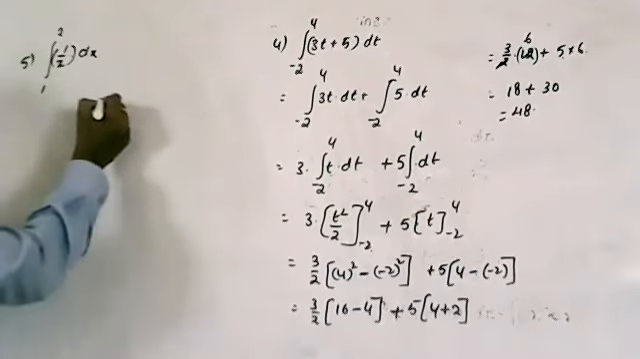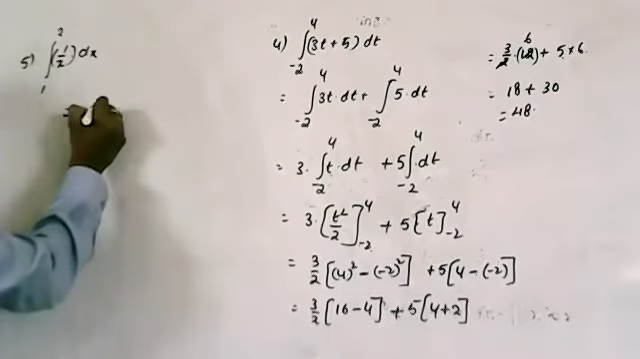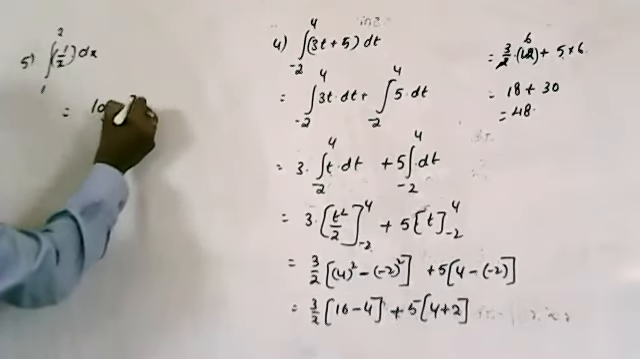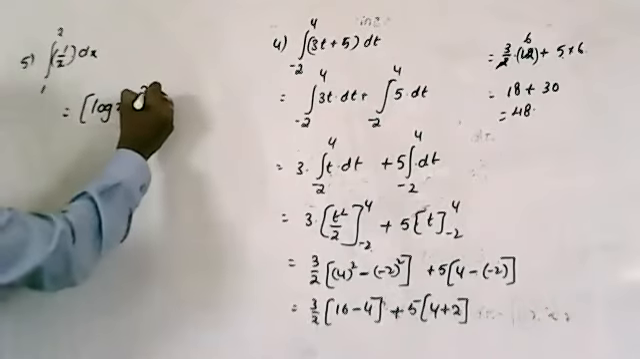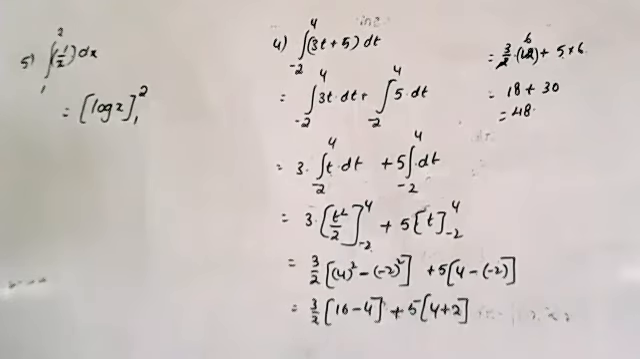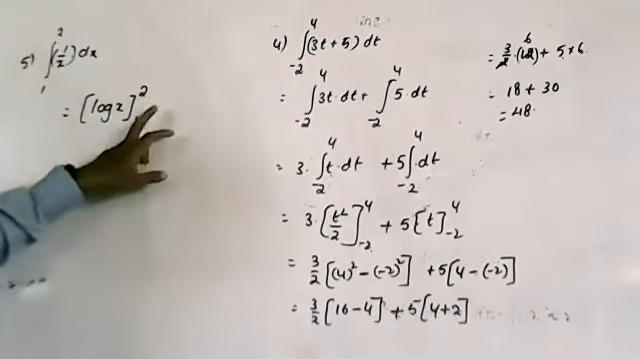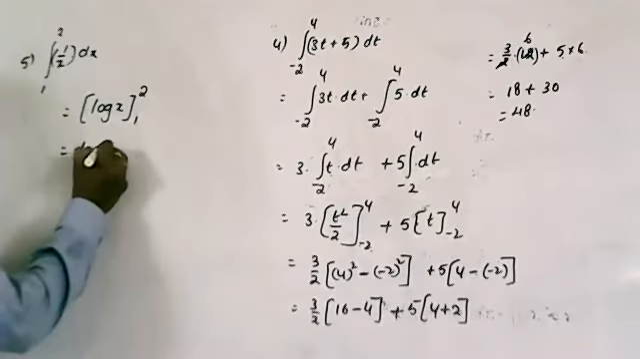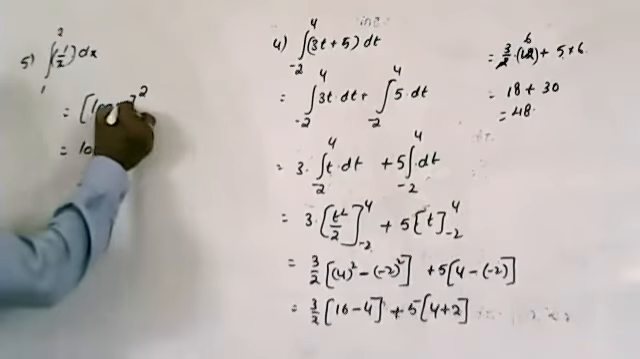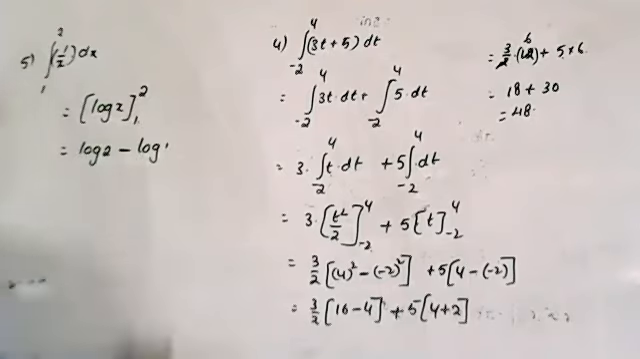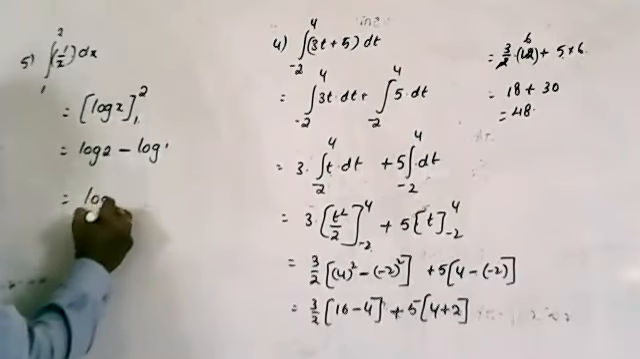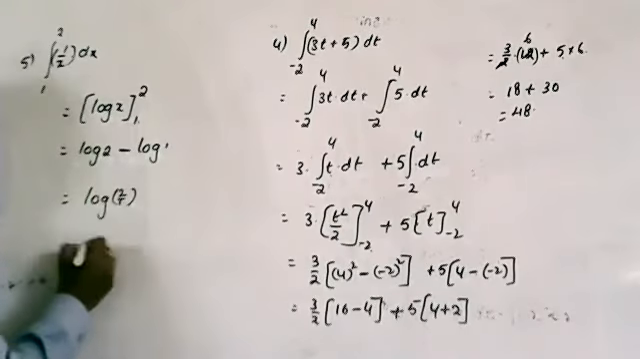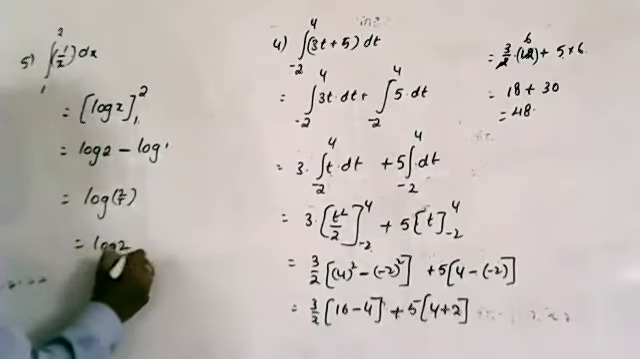Now you can write this as log x, because integration of 1 by x dx value is log x, from 1 to 2. First you have to substitute the upper limit and then the lower limit. So the upper limit gives log 2 minus the lower limit, log 1. Log a minus log b, clear? Log a minus log b is log of a by b, so it is equal to log 2. This is the answer.